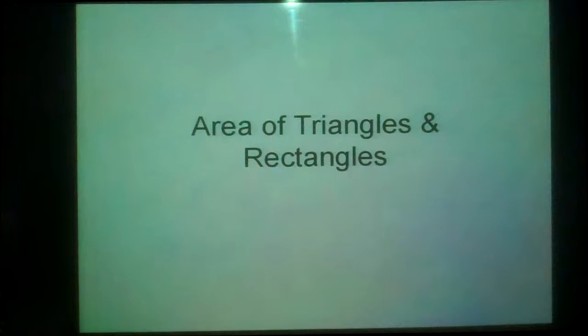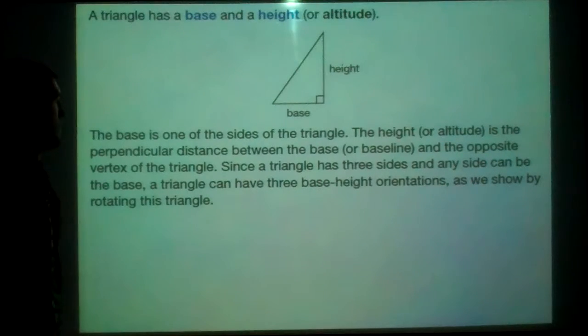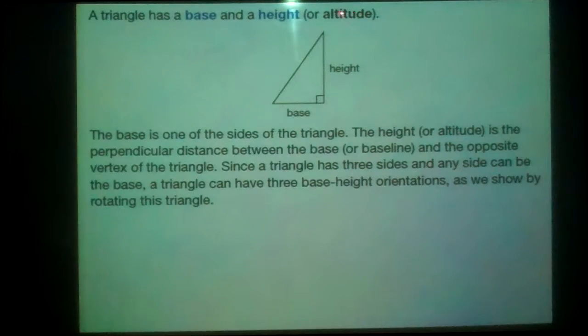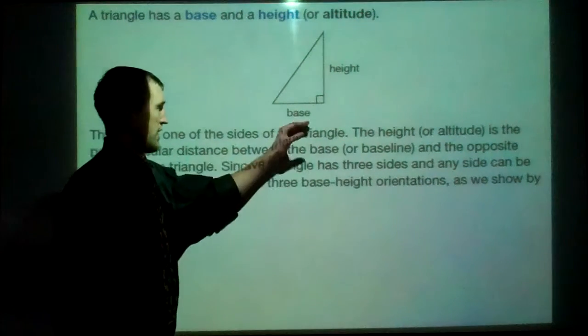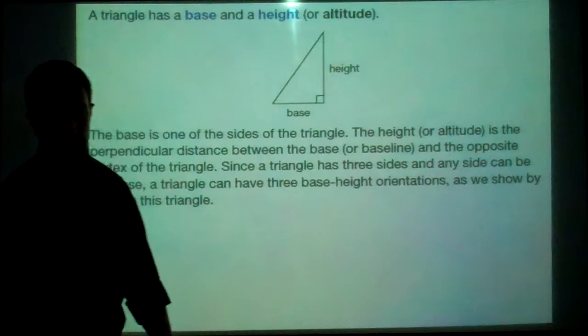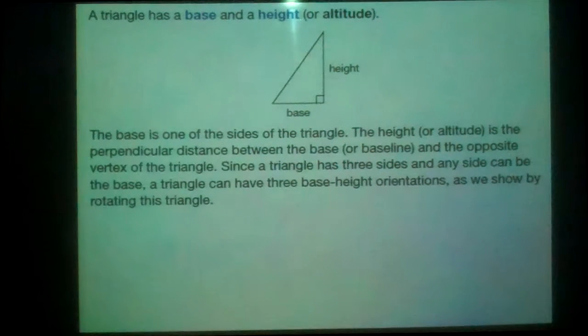Alright. First thing we need to go over is the parts of a triangle, especially with our formula for triangle area, we're going to need to know these parts. So, first of all, we have a triangle, and it has a base, and it has a height or an altitude. Now, the important thing to know here is that the height or the altitude and the base always make a 90-degree angle with each other, and it might say that in here.